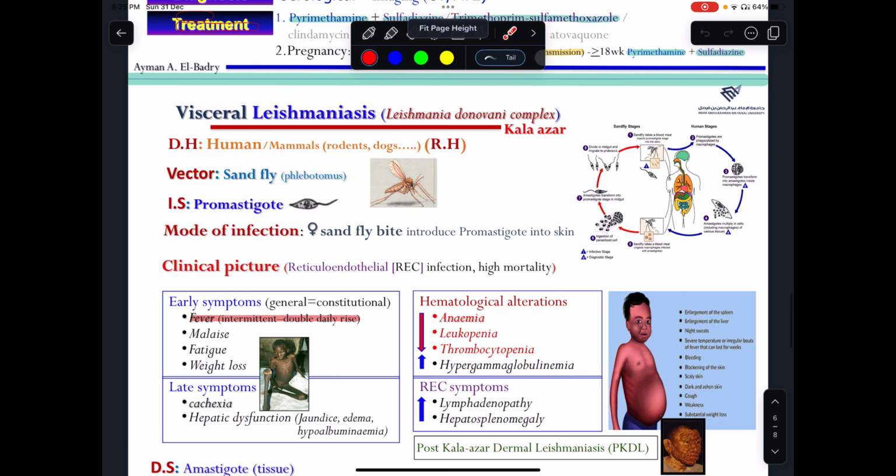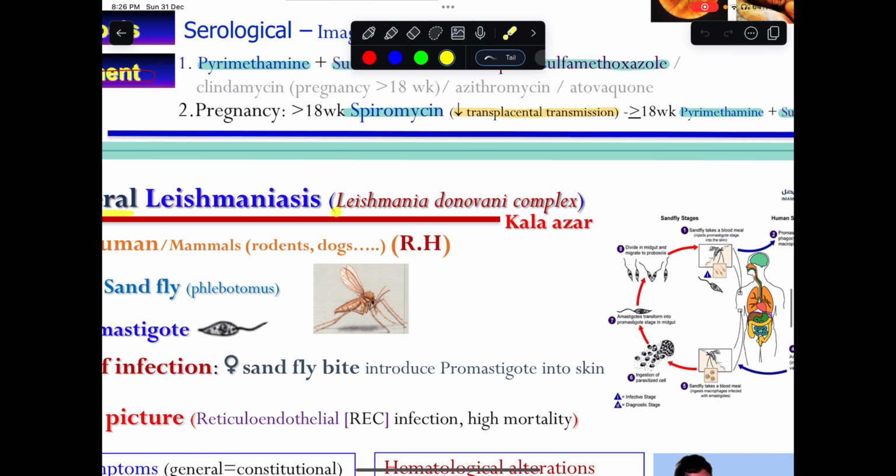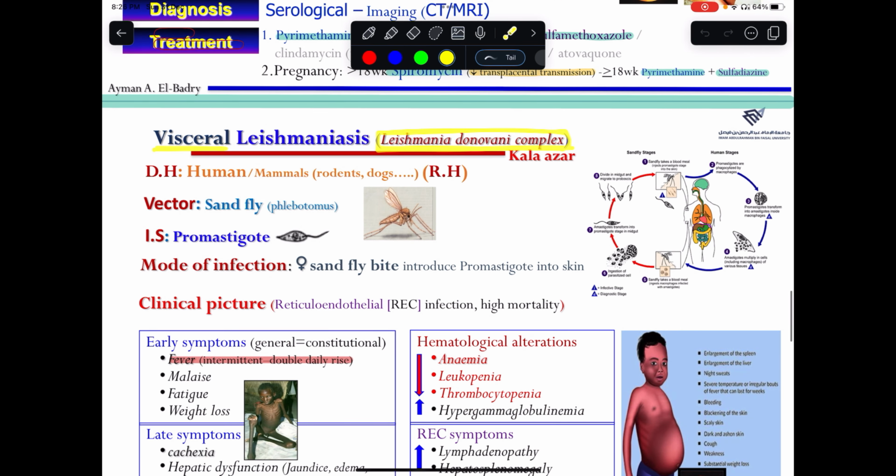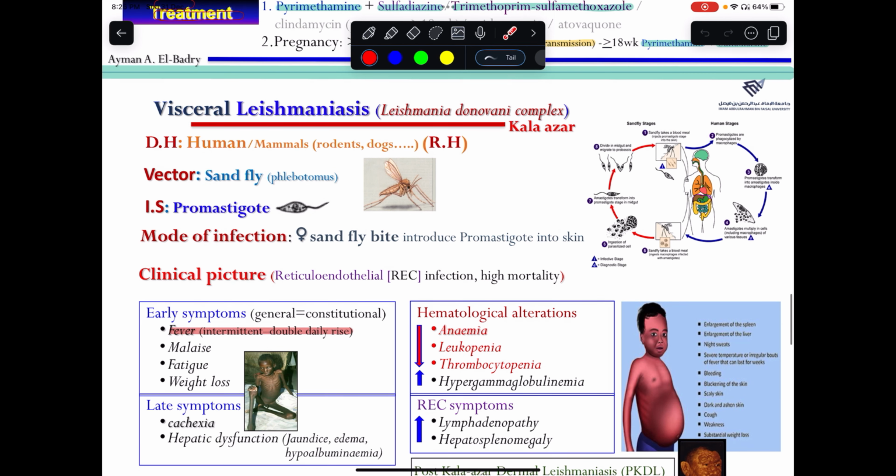Okay, on to leishmaniasis. So if you remember, we had something called cutaneous leishmaniasis last year, but now we have visceral leishmaniasis. So our parasite is the Leishmania donovani complex. Our definitive host here is the human and also mammals, so it could be rodents, dogs. Here we have our vector, which is the sandfly, if you remember. Phlebotomus.